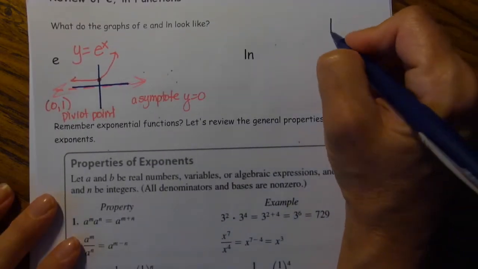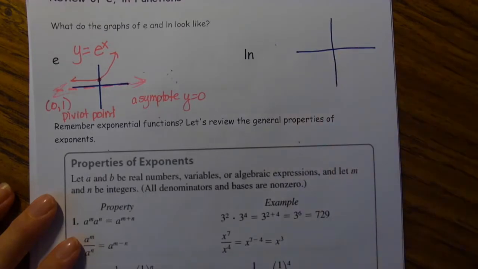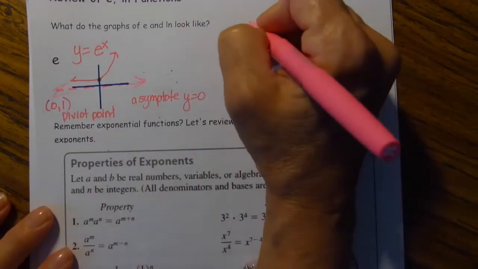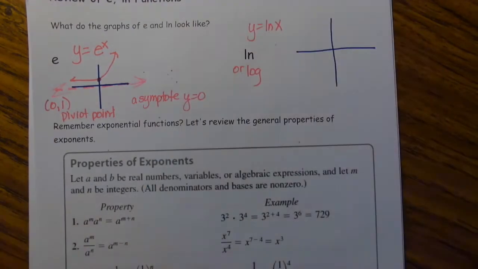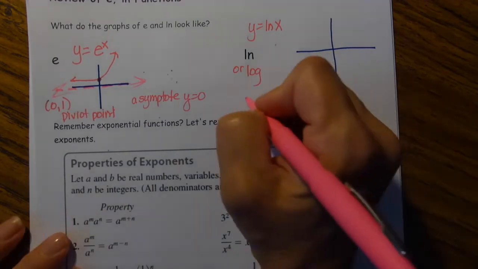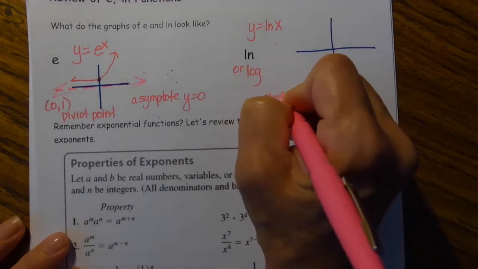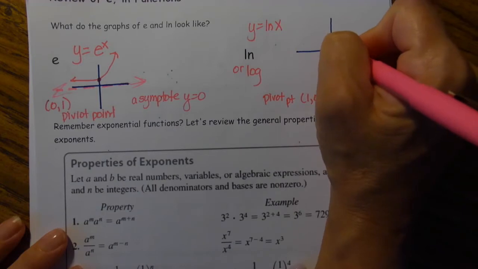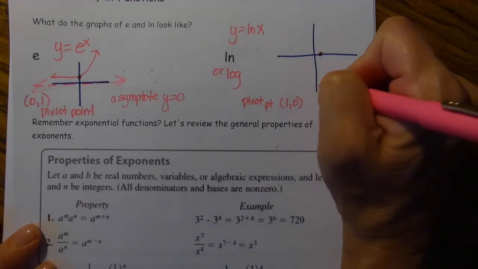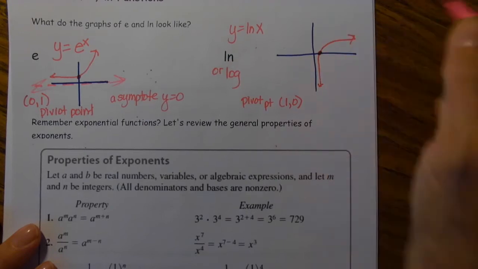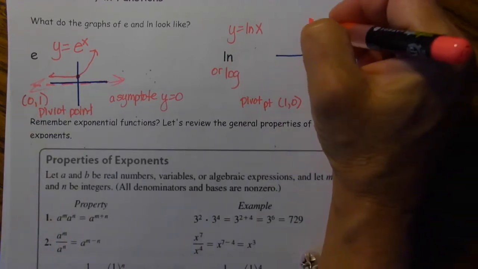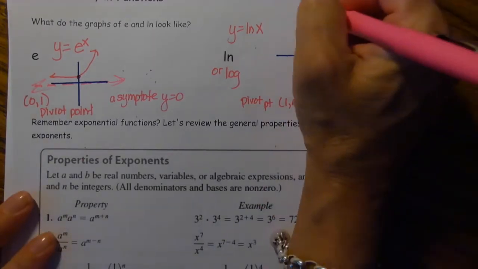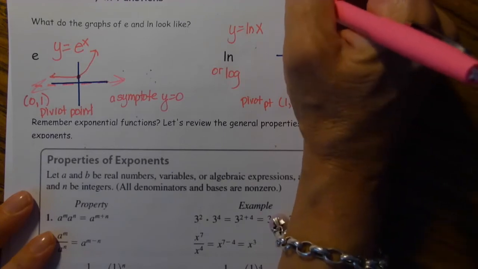What does a log look like? This could be ln or log, right? So we say y equals ln x or log x. Either one looks the same. Their pivot point is (1, 0). And a log always looks like that. And the asymptote is at x equals 0, right?